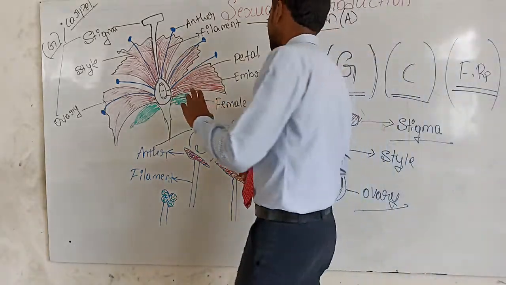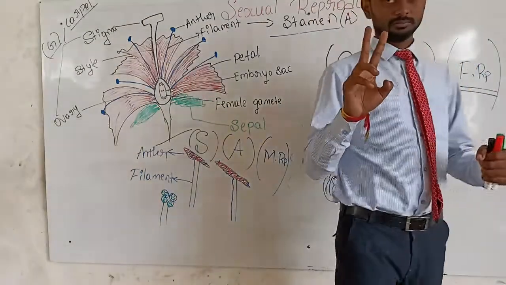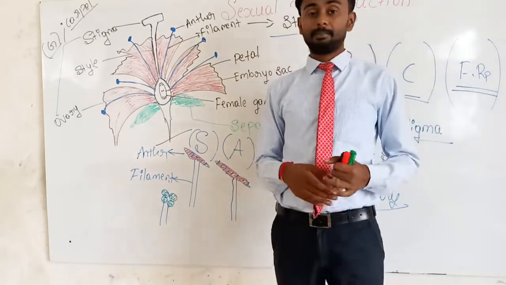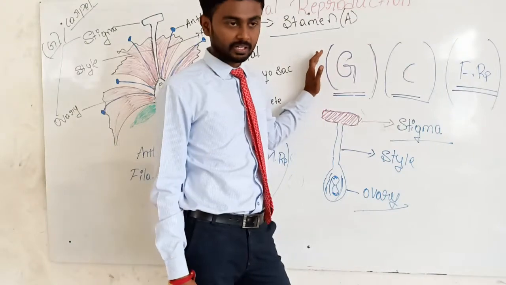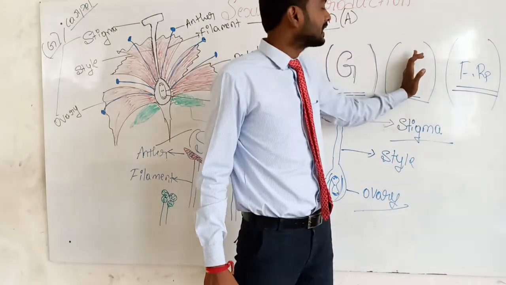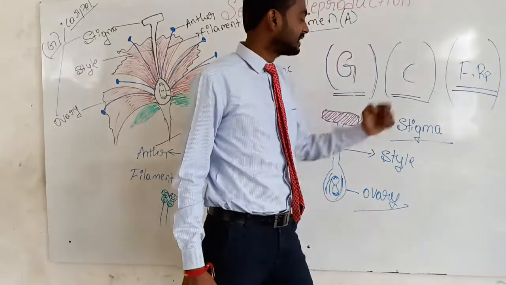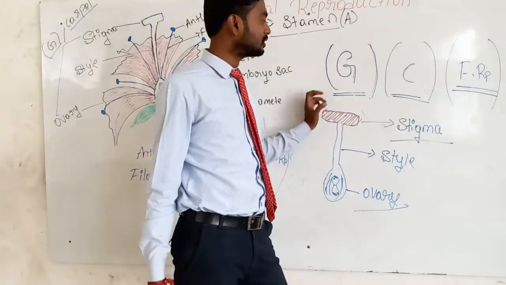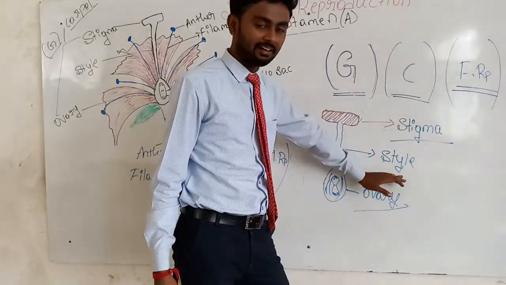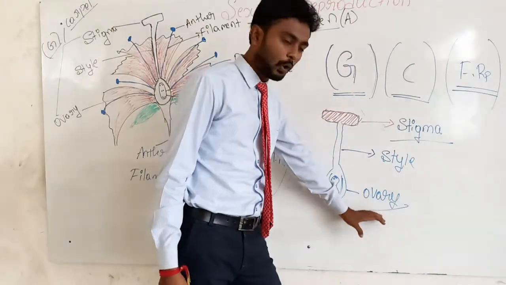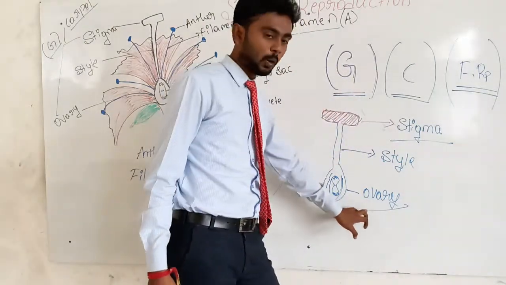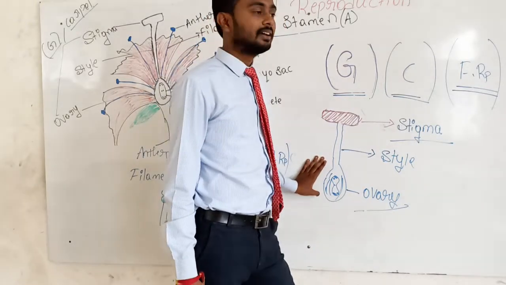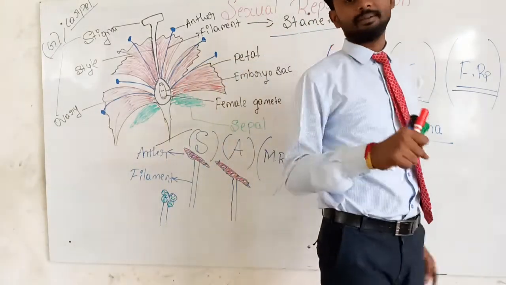So all of you can see the flower can be divided mainly into two types of parts. One is the male reproductive part and the other is the female reproductive part. The female reproductive part is the gynoecium, also known as carpel. It has three parts. One is the stigma, present at the top of the gynoecium. Then the style, below the stigma. Next is the ovary, at the base of the gynoecium. In the ovary, you can see the ovules. In the ovules, you can see the embryo sac, and inside it the female gametes.